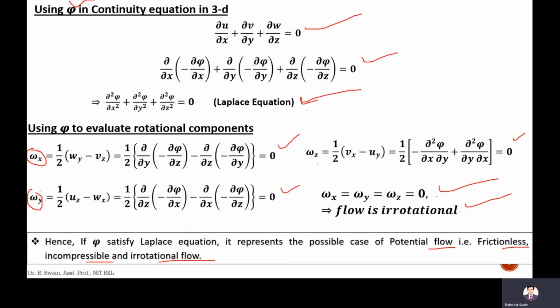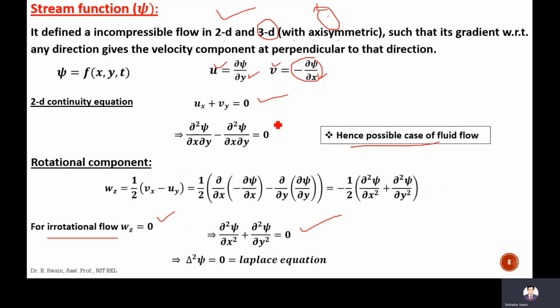Okay. But here, if phi satisfies the continuity equation, it will show a possible case of fluid flow. But it does not mean the flow is in rotation. We cannot say whether the flow is rotational or irrotational.